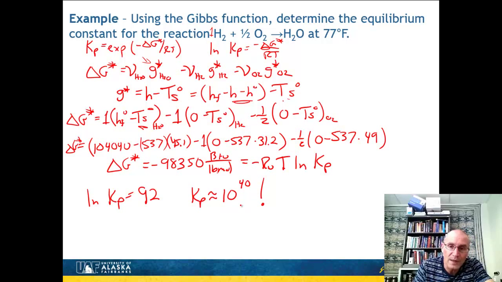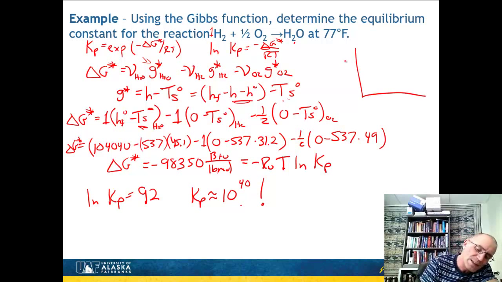That means I have a whole lot of products and not many reactants. So if I look at my equation, it tells me I have a whole lot of water and not much H2 and O2. However, what's important is it's not 0. There is still some H2 and O2. It's just 1 out of every 10 to the 40th about, to give yourself a ballpark number. So it doesn't quite go to completion, but it gets really, really close.